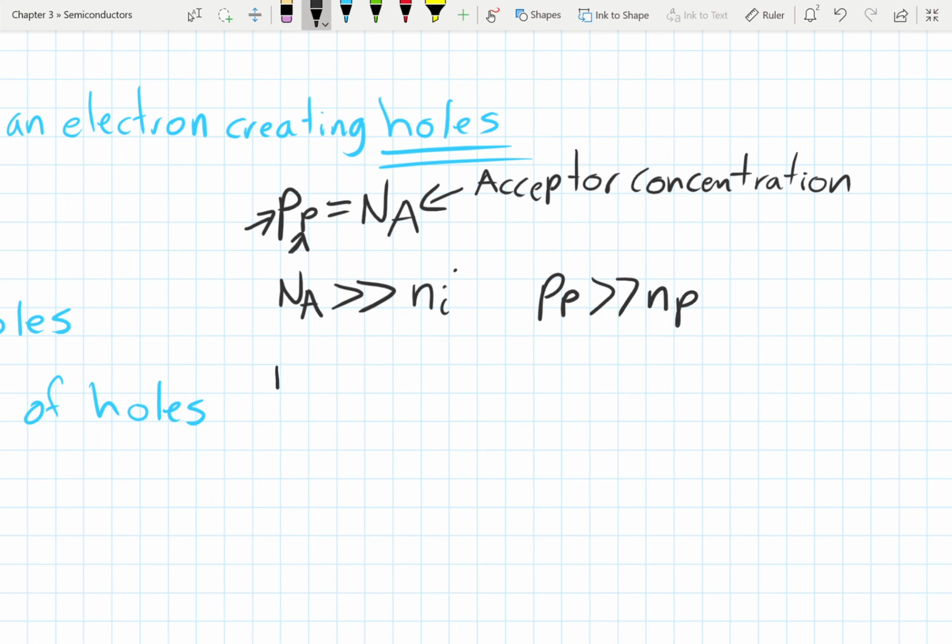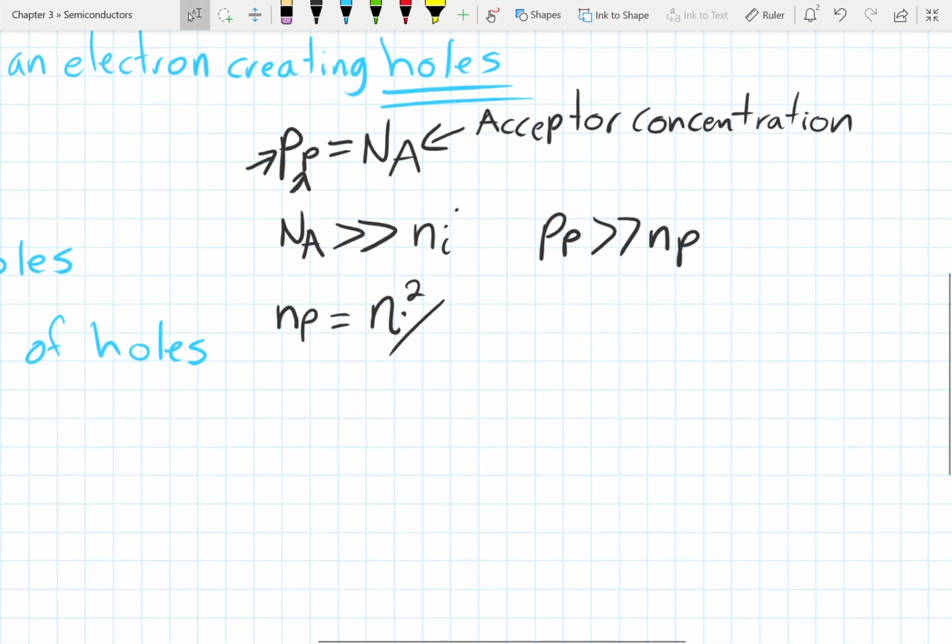And if you want to find the number of electrons, what would you do? You have n_p equals n_i squared over p_p, or better, over N_A, because in a problem they will usually give you this N_A.